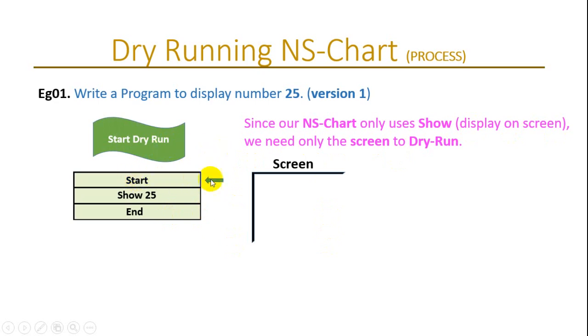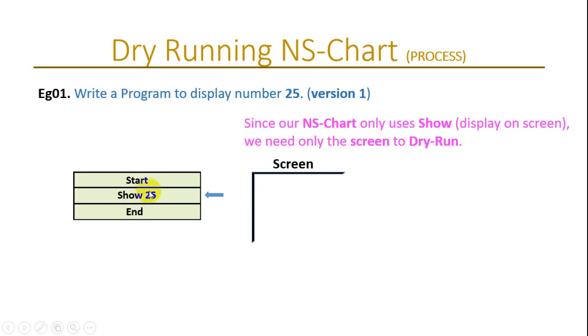You start the first process, that is start, nothing to do, just to indicate it's the beginning. Then go to the next line. The next line says show 25. So the show is to say to show something on the screen. So what are we going to show? The 25. So the 25 comes in here, right?